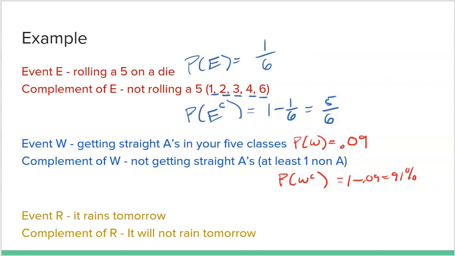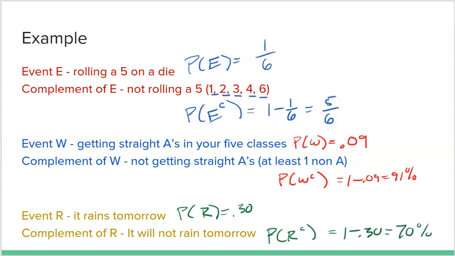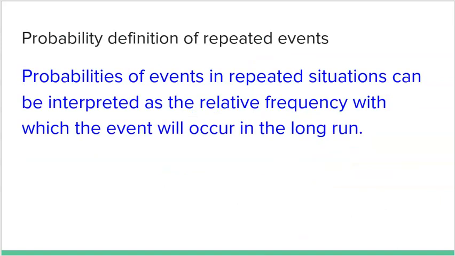Another example here is the probability of it raining tomorrow. Let's say you watch the forecast and the probability of rain is 30% for tomorrow, or 0.30. Then you know that the probability of the complement, not getting rain, would be 1 minus 0.30, or 70%. Most of the time we don't even do the math. We just do it in our head because it's quite easy. But that's complement.